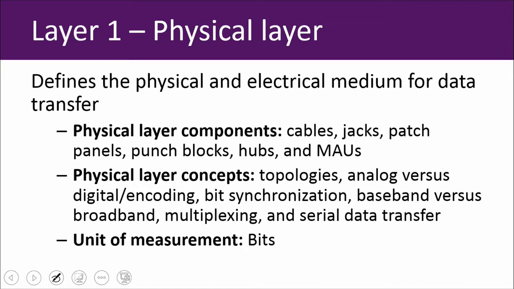Layer 1, the physical layer, just defines the electrical medium for data transfer, right? So not necessarily an electrical medium, but a physical medium. Physical layer components: you've got cables, jacks, patch panels, punch blocks, hubs, MAUs.